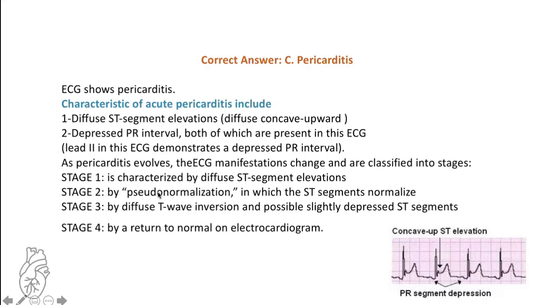So the stages of pericarditis: first stage, there is diffuse ST segment elevation. Stage 2, there is pseudo-normalization of the ST segment. Stage 3, there is diffuse T wave inversion with possible slight ST segment depression. And then stage 4, return back to normal.